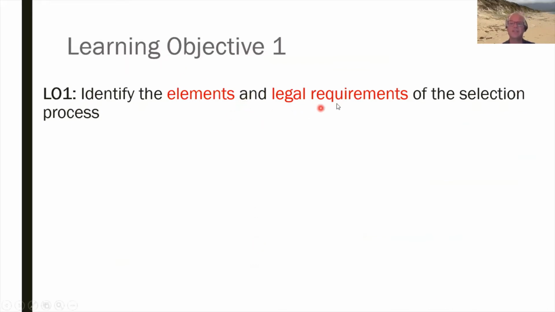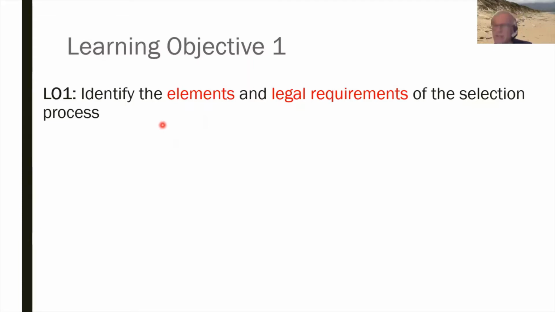Okay, so let's cycle back then to that first objective here. Identify the elements and legal requirements of the search process. I want us to recap. The selection process has 5 steps: screening, testing, interview, reference checks, and choosing the candidate. Know each one.